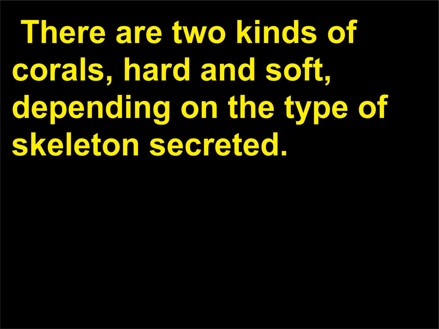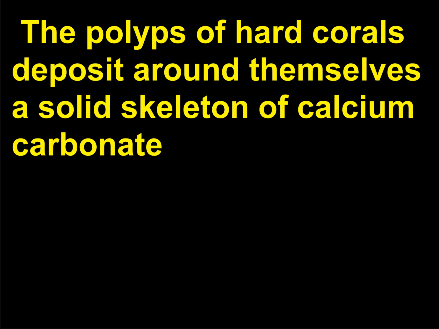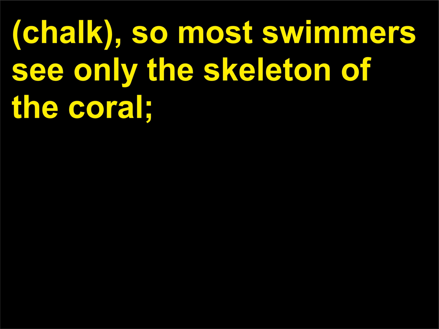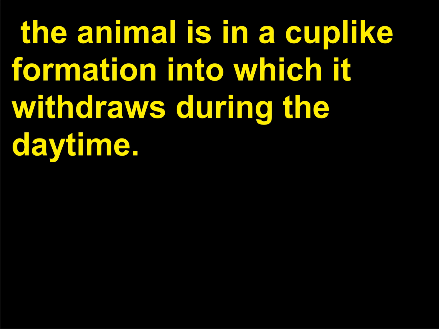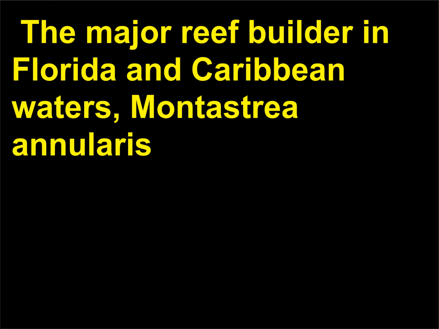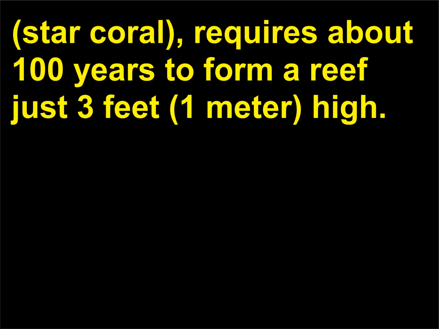There are two kinds of corals, hard and soft, depending on the type of skeleton secreted. The polyps of hard corals deposit around themselves a solid skeleton of calcium carbonate, chalk, so most swimmers see only the skeleton of the coral. The animal is in a cup-like formation into which it withdraws during the daytime. The major reef builder in Florida and Caribbean waters, Montastraea annularis, star coral, requires about 100 years to form a reef just 3 feet (1 meter) high.